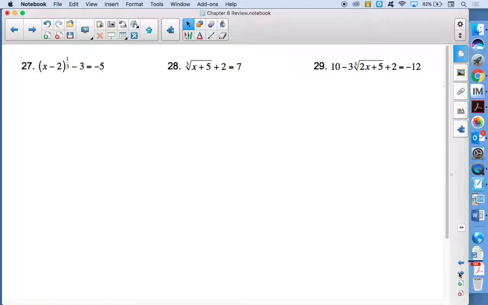All right, 29 says 10 minus 3 times the cube root of 2x plus 5, plus 2 equals negative 12. On the left side of the equation, which ones are the like terms on the left side? Caitlin? The 10 and the 2. So 10 and 2 are both like terms. They're both constants. So if we add them together, that gives us 12.